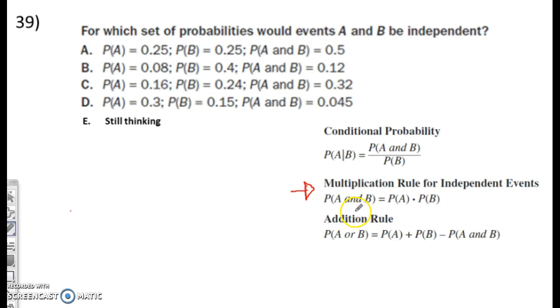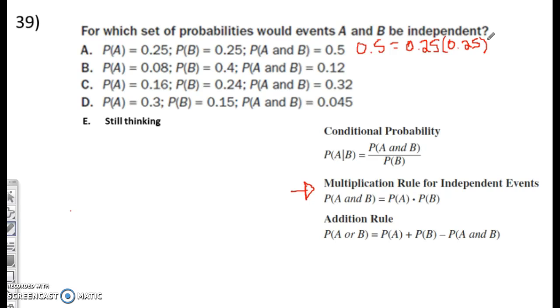What it says is, if you want to find the probability of A and B, it has to be equal to the probability of A times the probability of B. So we're just going to go through and check each of these. I'm going to plug them in the order it says. Probability of A and B, that's 0.5. That has to equal the probability of A, which is 0.25, times the probability of B, which is 0.25. And I'm going to check to see if that works.